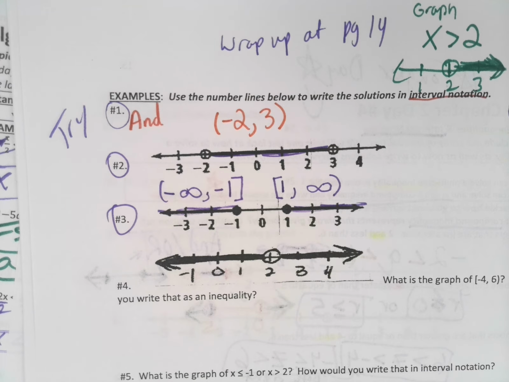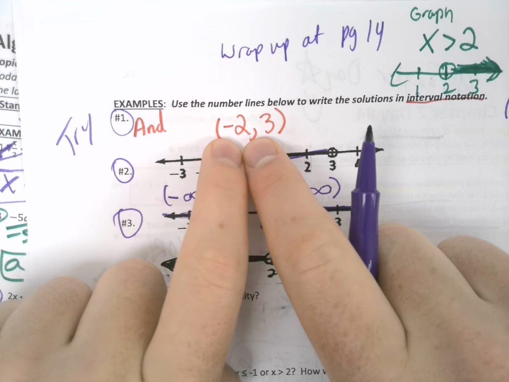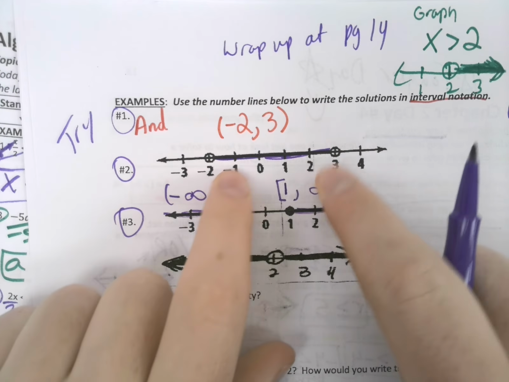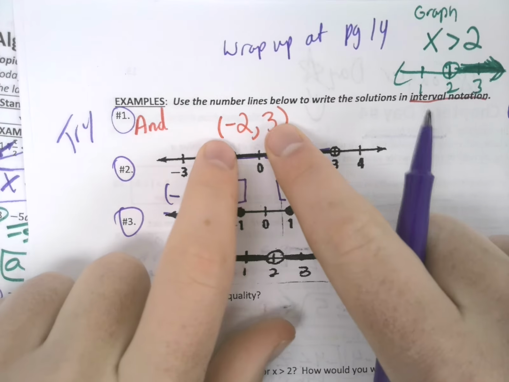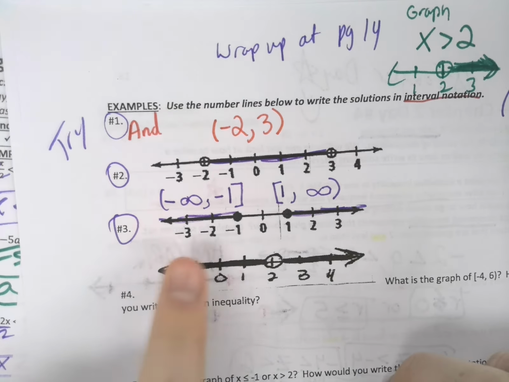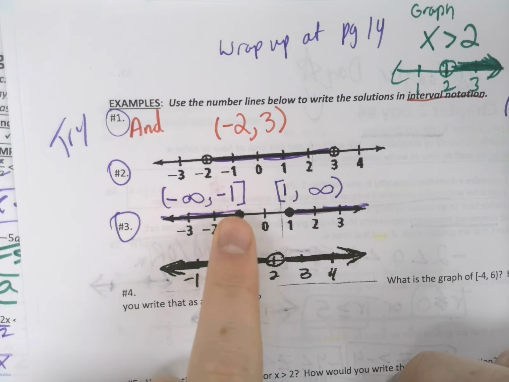Okay. So for number 1, we have an and problem. Shading runs together. From the left, we are at negative 2. All the way to the right, we are at 3. Open circles, because negative 2 and 3 are not part of our solution. Bada boom. Number 2, we're going from negative infinity all the way to negative 1.